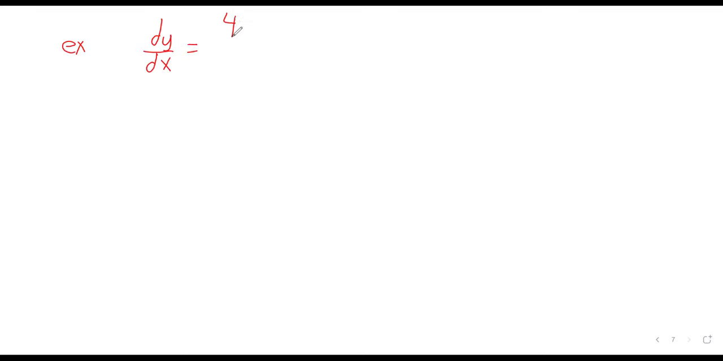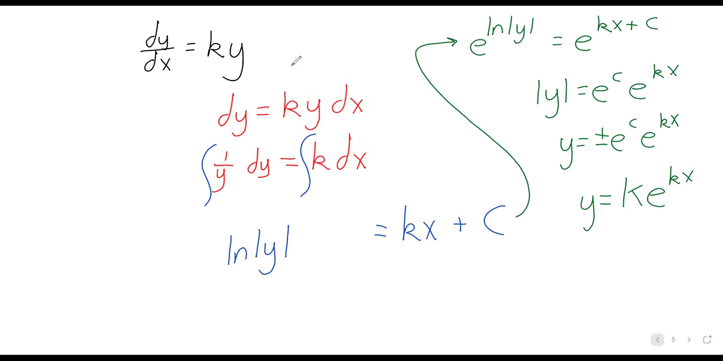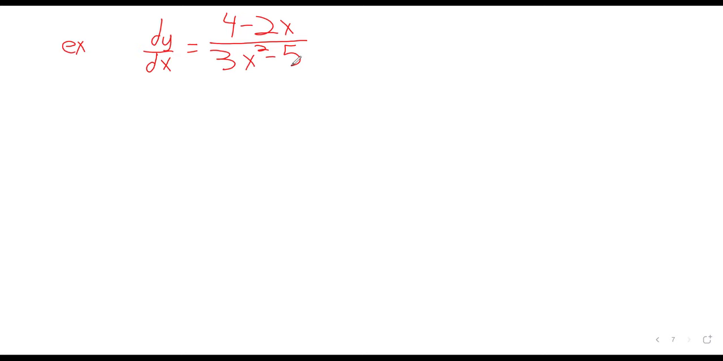dy/dx equals (4 minus 2x) over (3y squared minus 5). It's funny, this probably looks a lot messier than the previous ones, but at least the integration is going to be a lot simpler. Here, and then awkward silence as he realizes there must be an error in his notes. There we go. This is separable.